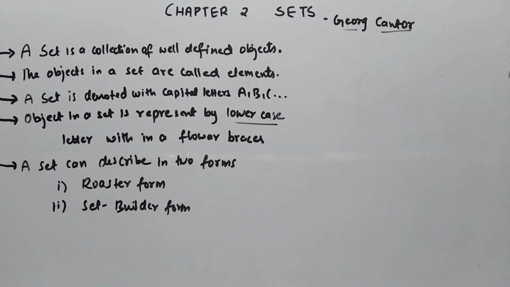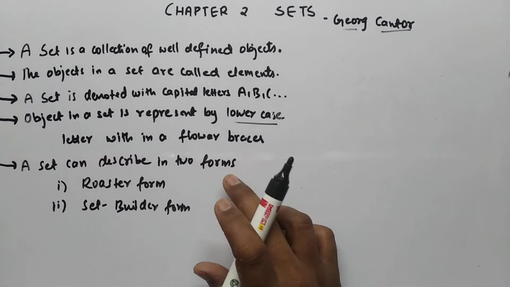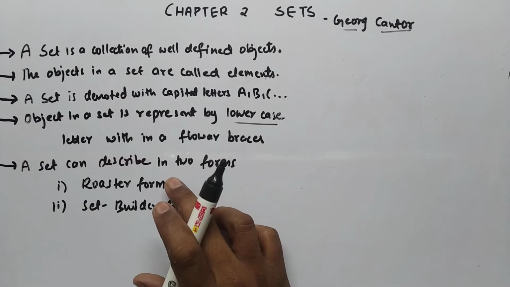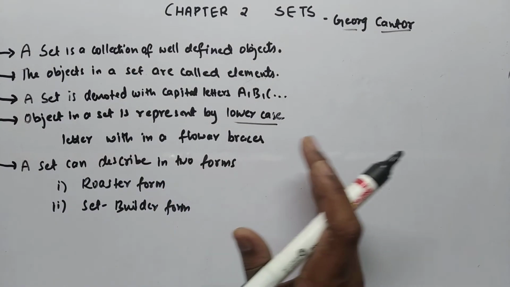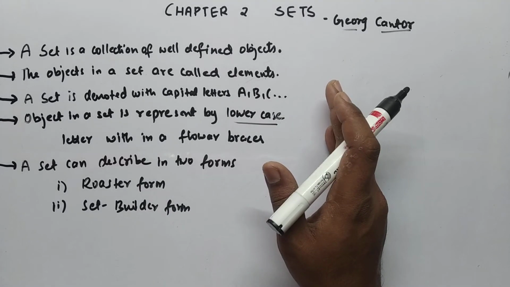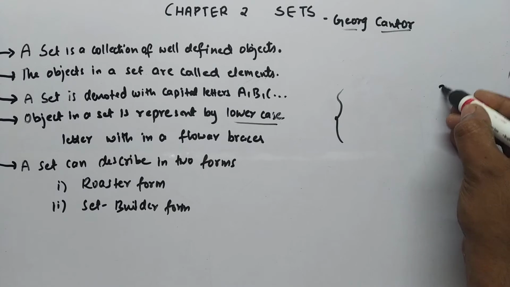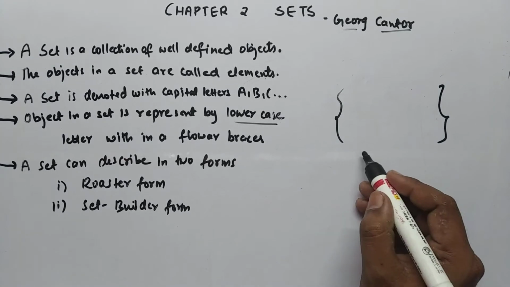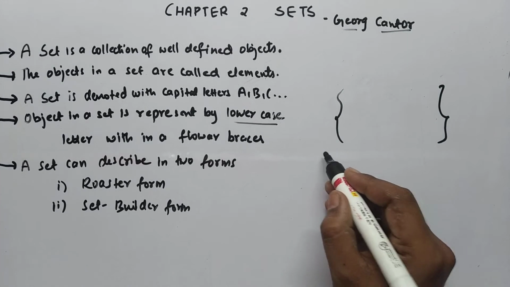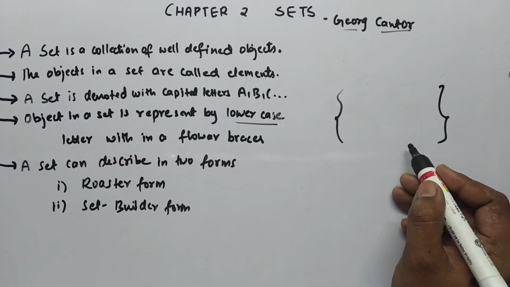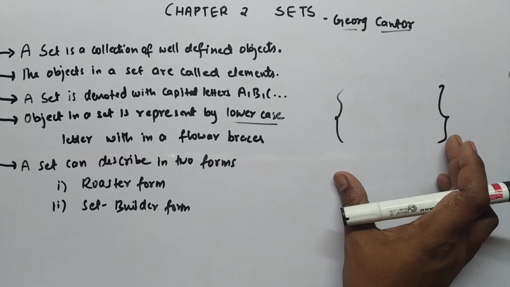So let me explain the roster method. In this method, the elements or the list of items are separated with commas, as I wrote just now, and included inside flower braces. Some people call these curly braces, flower brackets, or chain brackets. The name is the same.